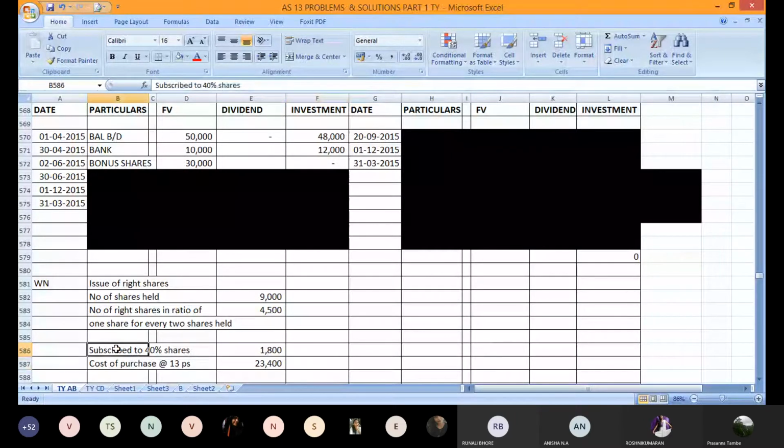Now he is subscribing to 40%. What happens to the remaining 60%? That he will allow somebody else to subscribe. He will give the right to somebody else to buy those shares at 13 rupees per share, and in the process, he is going to charge some premium to them. Okay, what is the premium? It says 2 rupees per share.